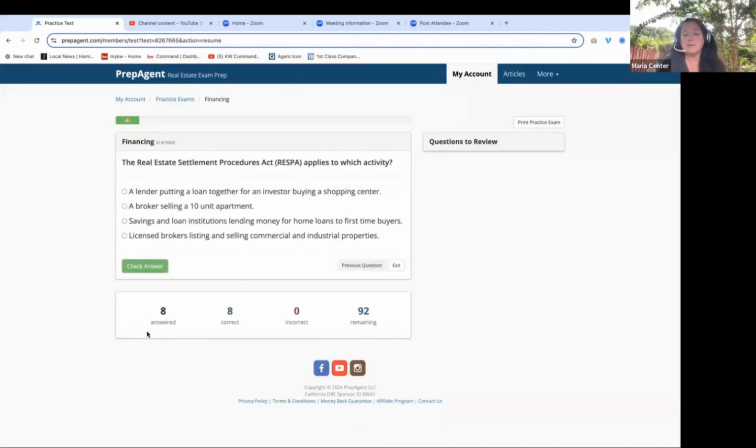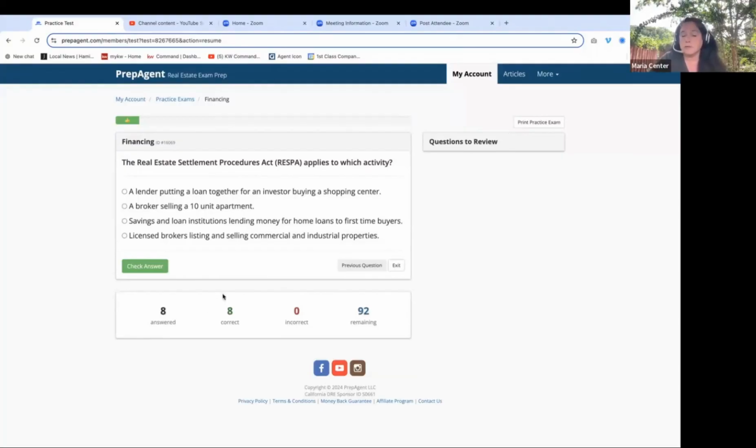The Real Estate Settlement Procedures Act, RESPA, applies to which activity? Is it a lender putting a loan together for an investor buying a shopping center? Is it a broker selling a 10-unit apartment? Is it savings and loans institutions lending money for home loans to first-time buyers? Or is it licensed brokers listing and selling commercial and industrial properties? What do you guys think? RESPA, the Real Estate Settlement Procedures Act, which one does it apply to?